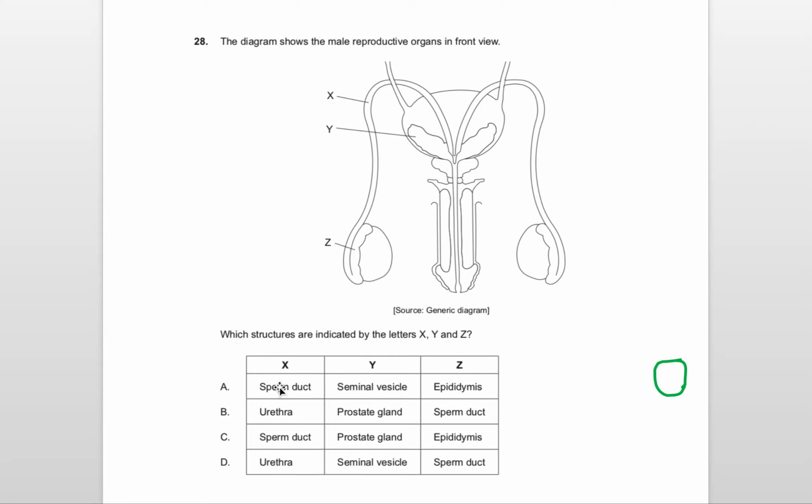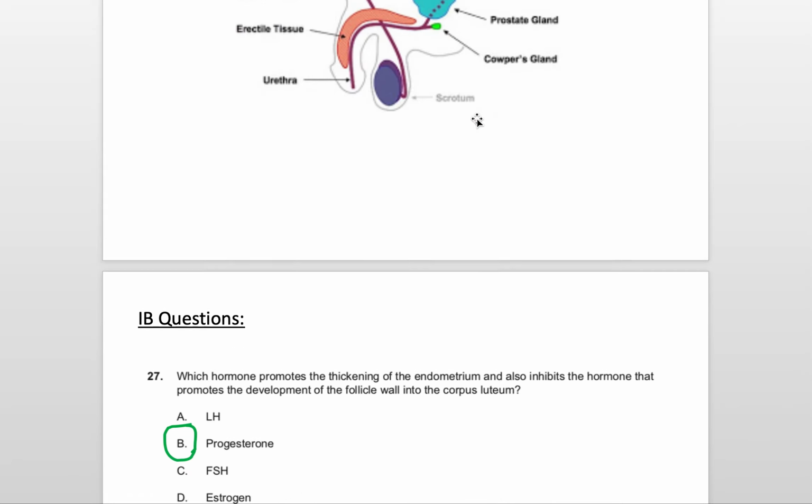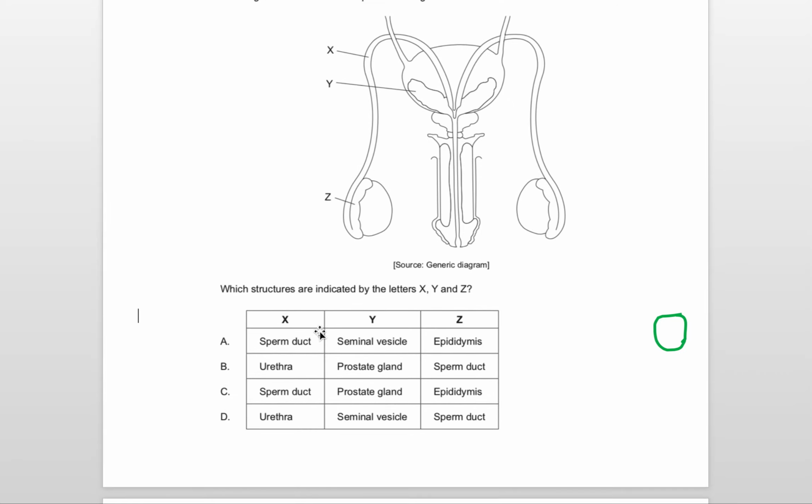Another name for that, I'll show you above the sperm duct, because that might trip you up, is called the Vas Deferens. It's both the sperm duct and the Vas Deferens. So don't be confused with that. Now at this point, we know it could be A or C still, because X is both sperm duct and Z is epididymis. So right now, Y is going to be the thing that's going to distinguish this.